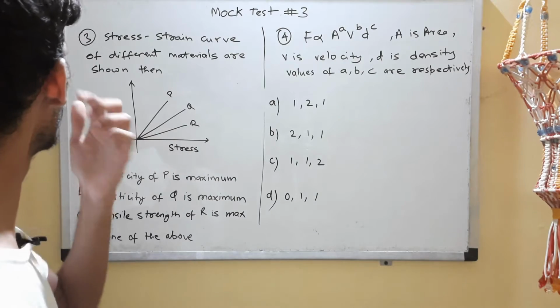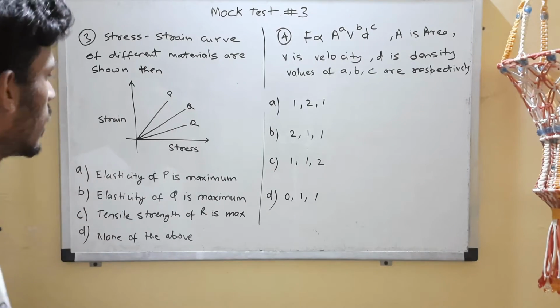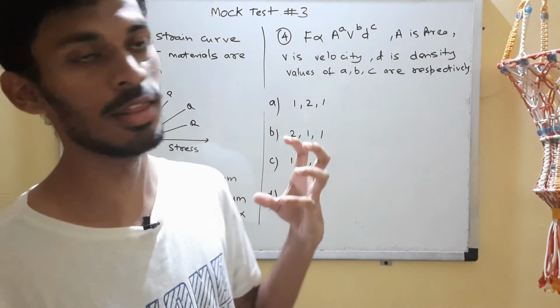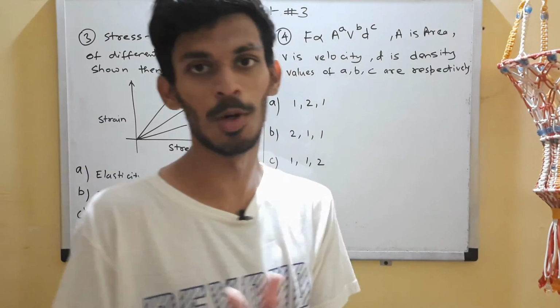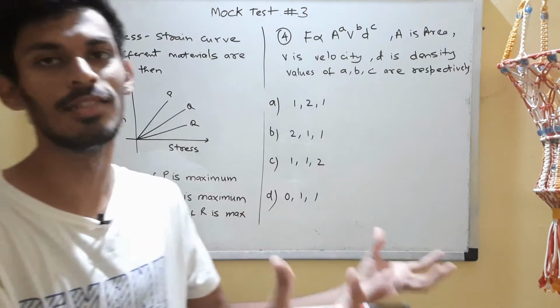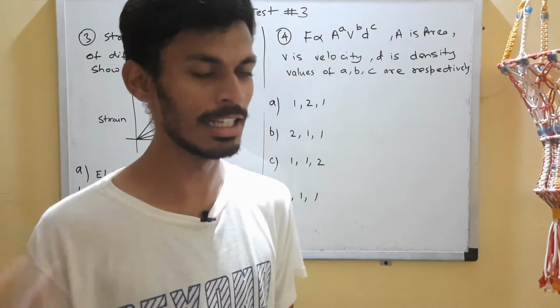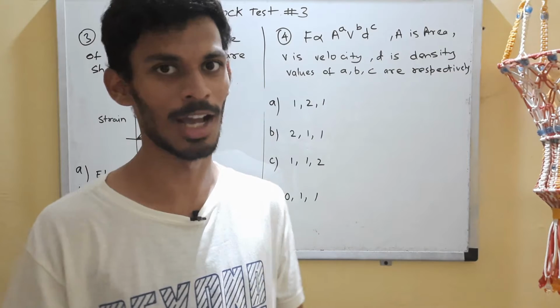Question 3 and 4 over here, let's get straight to it. In question 3, we are given the stress strain curve for different materials. We are supposed to make a comment on the elasticity of these materials. Elasticity basically means Young's modulus. Higher the Young's modulus, higher will be the elasticity. Steel is more elastic than rubber. I hope you know that.